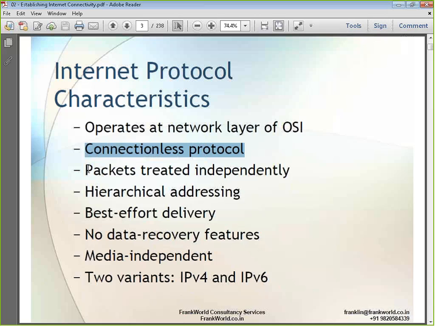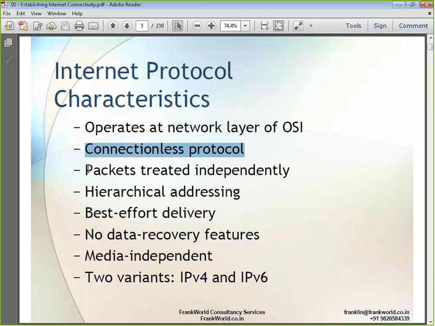Now what is the format and structure of a packet? We'll definitely have a look at it. But remember this, when it comes to the internet protocol or this particular layer, it is more about packets that we are going to discuss. In that case, we also need to understand hierarchical addressing.